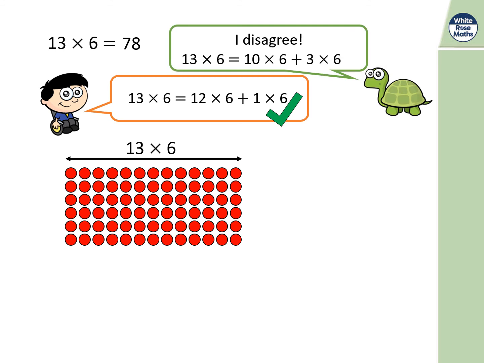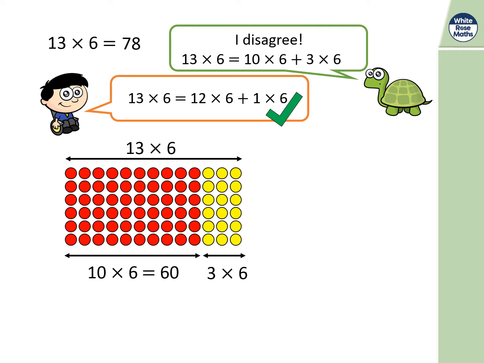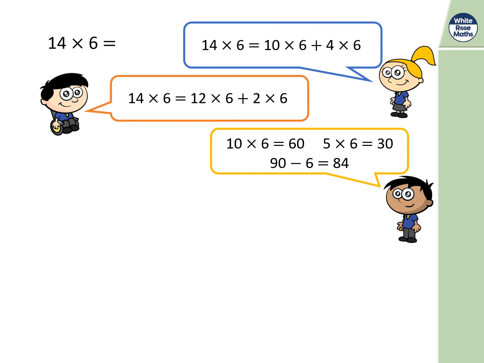Now let's look at the next one. 13 times 6 equals 10 times 6 plus 3 times 6. So we can highlight out 10 times 6, but we can also highlight plus 3 times 6. And that 10 times 6 equals 60, 3 times 6 equals 18. 60 plus 18 equals 78. So he is also correct. Now, 14 times 6. 14 times 6 equals 10 times 6 plus 4 times 6. Correct. 14 times 6 equals 12 times 6 plus 2 times 6.